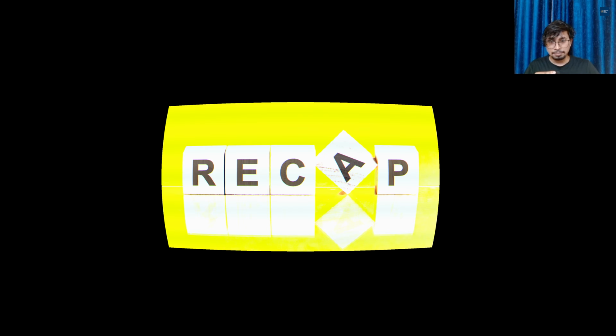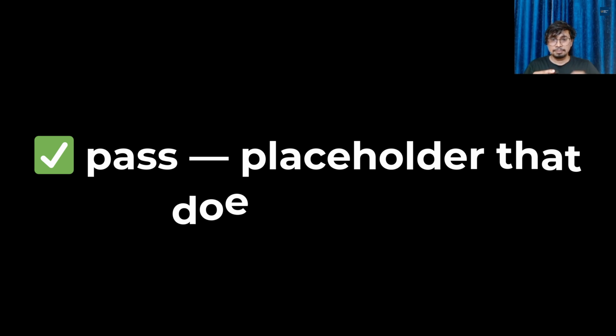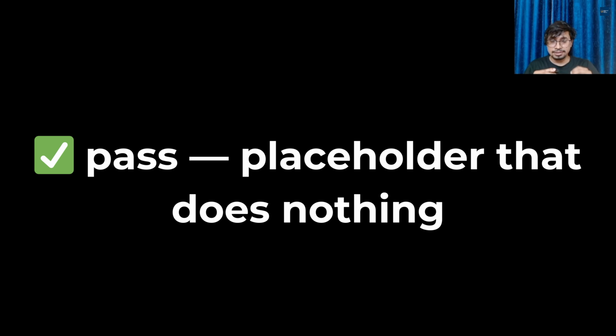Quick recap. Break stops the loop. Continue skips one round. Pass is a placeholder that does nothing.